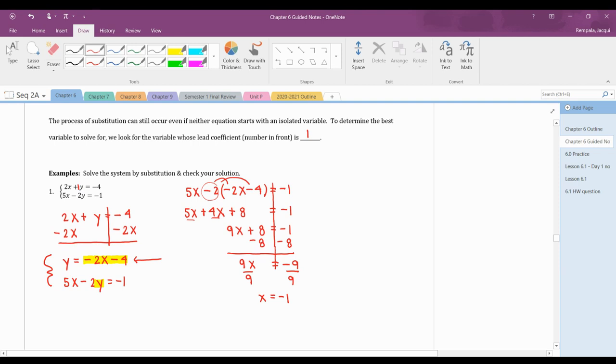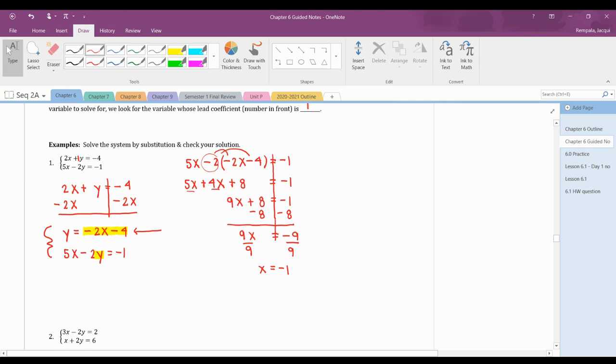Remember, that's not my final answer. When we're talking about a system here, we have x's and y's. So I found my x, but now I have to figure out what my y value is. So now, remember, that means I'm going to take the value for x. I'm going to go back to that original equation that we had with y by itself, and wherever I see that x, I'm going to substitute that in.